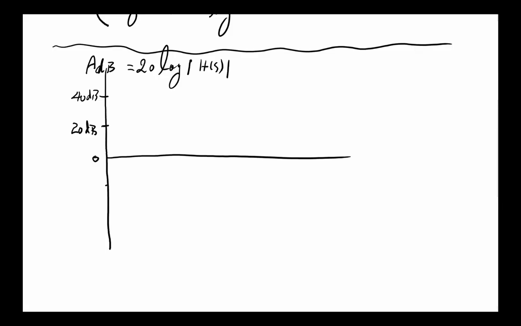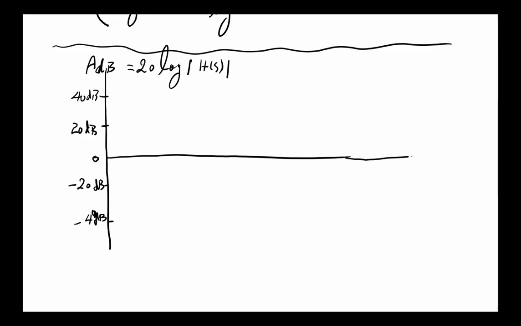And of course, we can go in the other direction and say, okay, minus 20 dB means the gain is 1/10, and minus 40 dB means that the gain is, I'm sorry, 1 over 100.